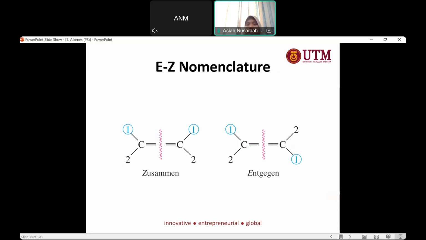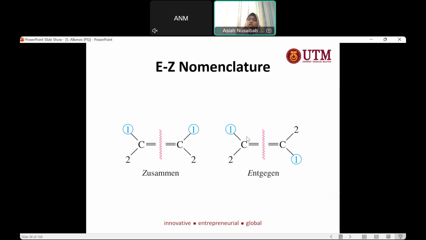To make it the same idea with the cis trans, just remember this. Z means cis or same side. So we have Zusammen here. Zusammen have the same side for priority 1. This is the priority that we are numbering just now. 1. It's not an atom here, it's a priority. So the first priority is at the same side, then this is cis, or Zusammen, cis, or similar, same side.